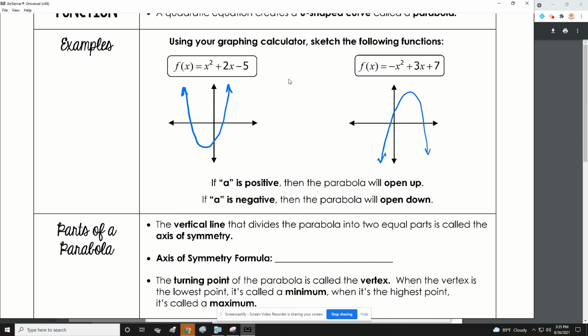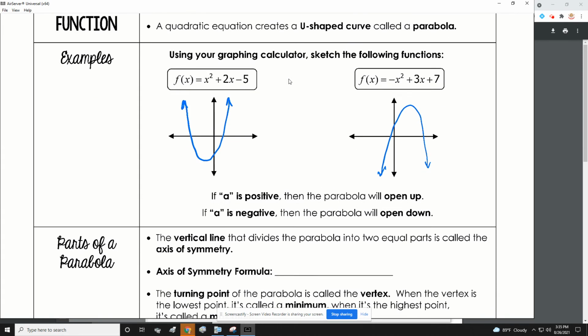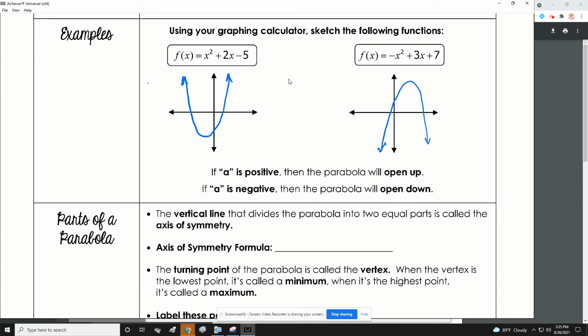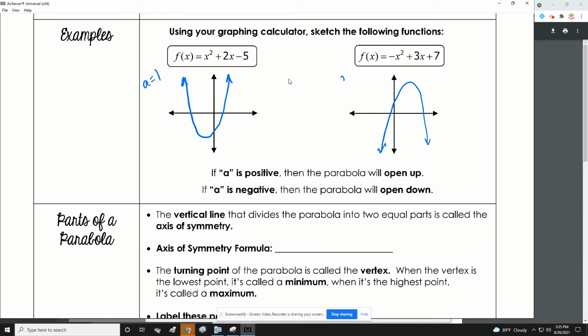All right, so if you notice, in this first one, the number in front of x squared is what's considered a. So in this one, a is positive 1. If a is positive, then the parabola will open upward, which is what happened. All right, and then for the second one, a in this case was negative 1. And when a was negative 1, the parabola opened downward.